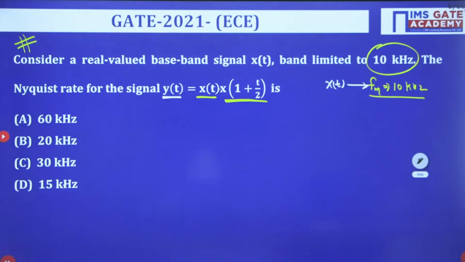Here also multiple concept. In the last question, just before 2 minutes we have solved the last question also. In the last question also we have the same concept. Multiplication in time is nothing but convolution in frequency.